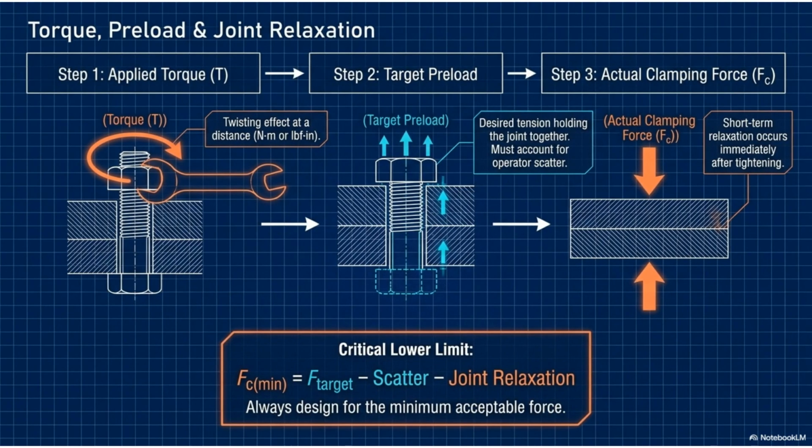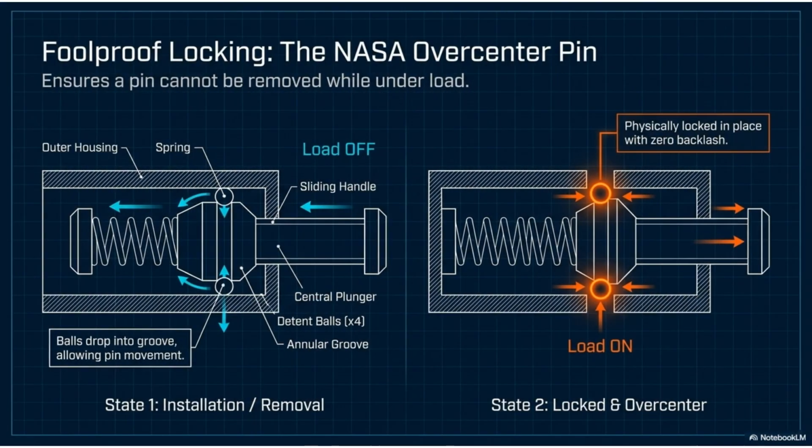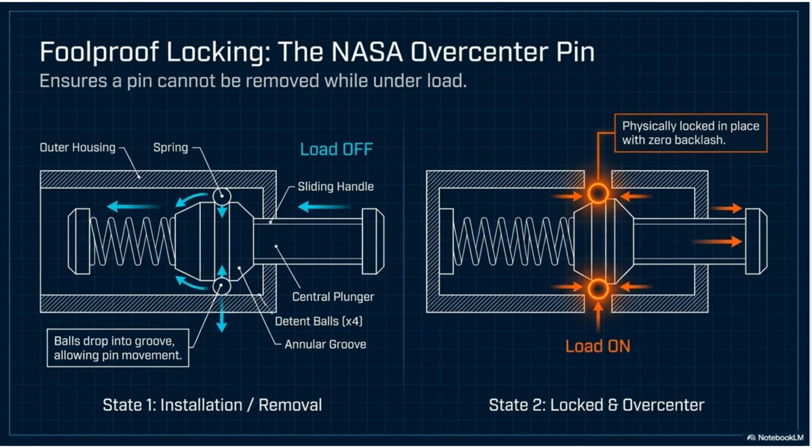When designing joints, you must account for torque, target preload, and joint relaxation. Effective designs calculate the critical lower limit, ensuring the actual clamping force remains sufficient over time. For added safety, the NASA Overcenter pin offers a foolproof locking method. This design ensures that a pin remains securely in place under load, preventing accidental removal or movement.